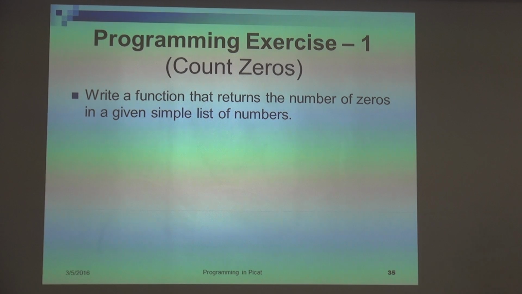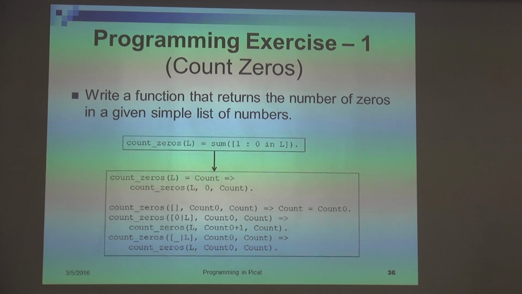Write a function that returns the number of zeros in a given simple list of numbers. Well, there are many different ways to do it, but actually, this is the simplest way. In Picat, you can write a function, count_zeros(L) = sum(1 for each zero in L). For each zero in L, you sum 1.